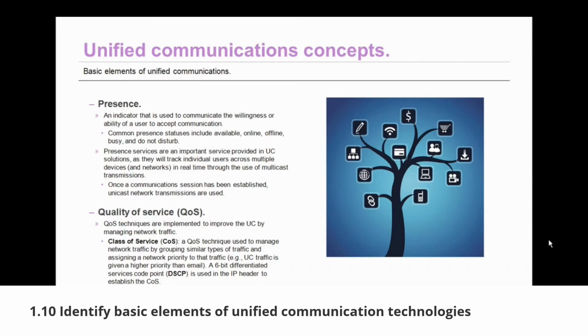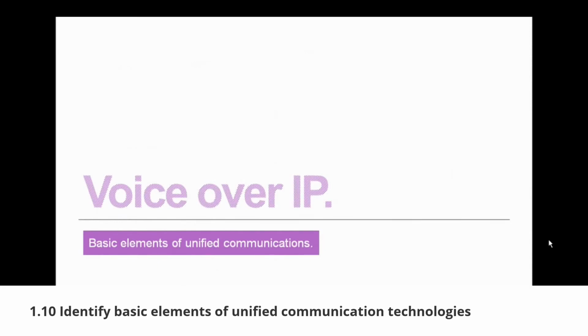Another UC concept that you need to grasp is quality of service. Quality of service techniques are implemented to improve unified communication by managing network traffic. The most common implementation of quality of service is class of service, COS. COS is a quality of service technique that's used to manage network traffic by grouping similar types of traffic and assigning a network priority to that traffic. As in, unified communication traffic is given a higher priority than email. A 6-bit differentiated service code point, DSCP, is used in the IP header to establish the COS, or class of service. Now let's move on to voice over IP.